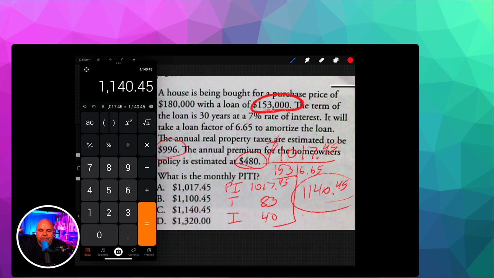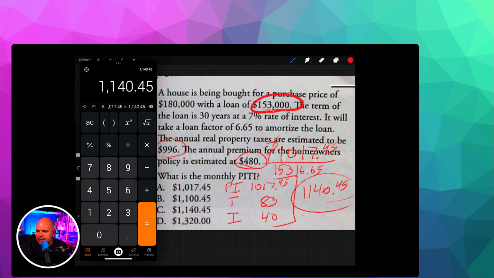Right. Exactly. We needed to get the monthly portion going toward insurance, the monthly portion going toward taxes, and combine that with the monthly PI. And that's what they do. That's how the lender comes up with what your monthly payment's going to be. So our monthly payment, PITI combined, $1,140.45, which is letter choice C.